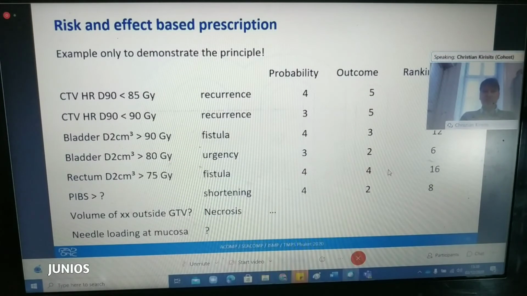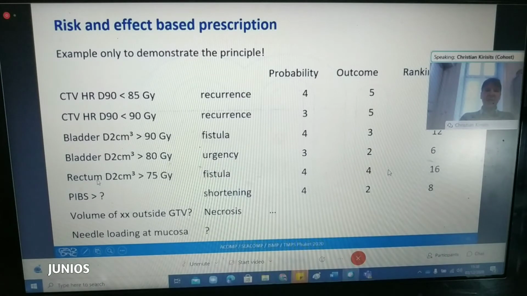Maybe in the future we can have a risk effect-based dose prescription for each individual patient, so that you say what is the probability of the recurrence, is it high or low, and what does the outcome mean. For instance, if you have a dose less than 85 Gy, it is a high probability of a local failure. And the outcome of a local failure is, of course, substantial. It results in most cases with death of the patient. So this is very, very high priority.